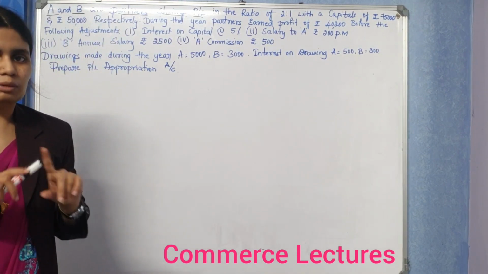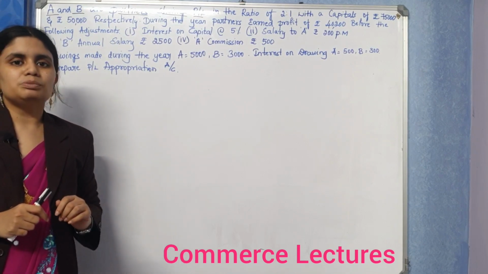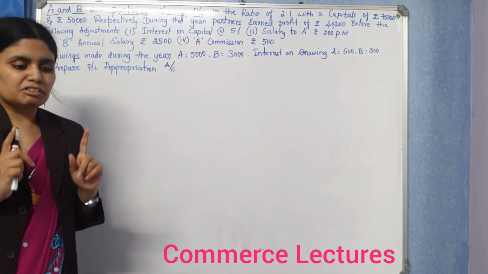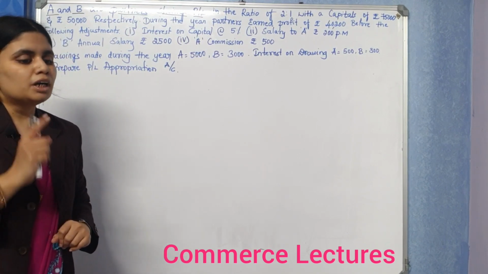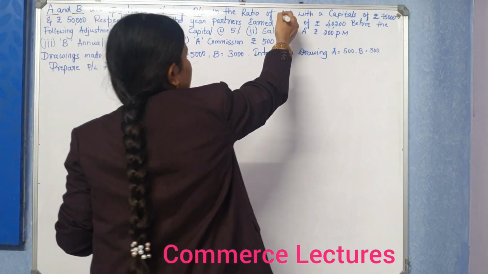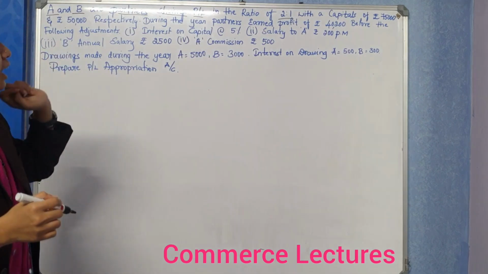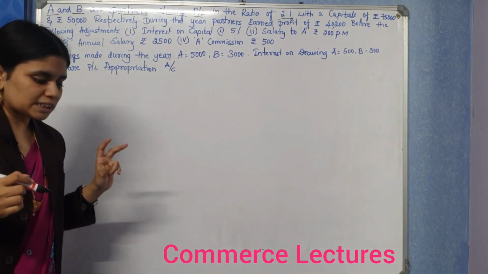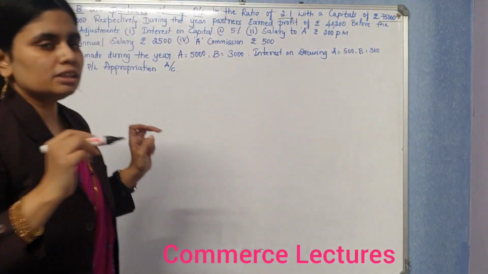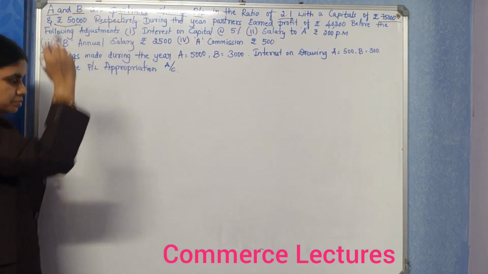In the problem there will be a ratio. If the ratio is not given, at that time you have to take equal ratio, that is 1:1. Understood? If the ratio is not given in the problem, you have to take 1:1. So the ratio of 2:1 with a capital of rupees 75,000 and 50,000. So the capital they have here is rupees 75,000 and rupees 50,000 respectively.